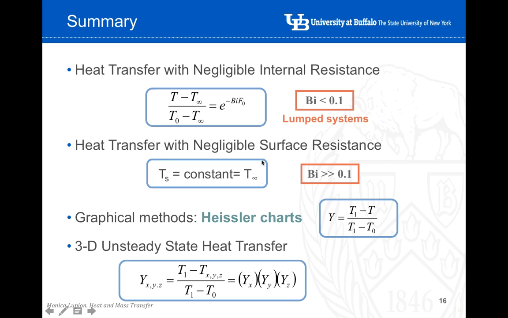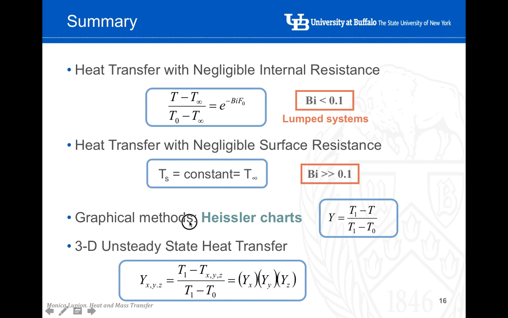Then we also studied when the surface resistance is very small. In those cases, the temperature over the surface is assumed constant and equal to T infinity. Those cases are defined by a very large Biot modulus. If none of those conditions are met, then we need to solve the general equation using mathematical tools, or we can also use the graphical methods.